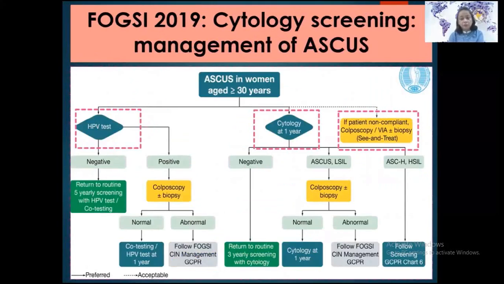So now, what happens if ASCUS comes out to be the result of cytology screening and the female is more than 30 years of age? So again, triage has to be done. Preferably, triage has to be done by using HPV test or cytology. And if either of these tests is positive, then the female has to be provided with treatment in the form of colposcopy without biopsy. And the biopsy will then guide the further treatment. And in case of non-compliant patients, direct treatment administration can also be done.